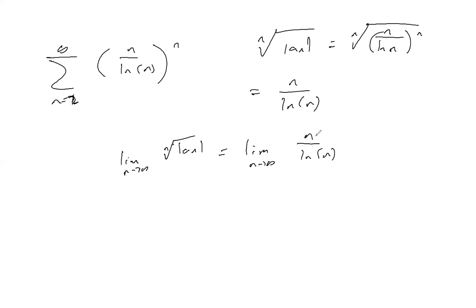So which grows faster, n or ln of n? Think about that hierarchy of functions. I know that n grows a lot faster than this thing in the denominator, so my limit should be equal to infinity. And if we wanted to do something more concrete, you could turn these into functions of x and do L'Hopital's rule, and you would see that this limit is equal to infinity. Okay, so the limit is equal to infinity.